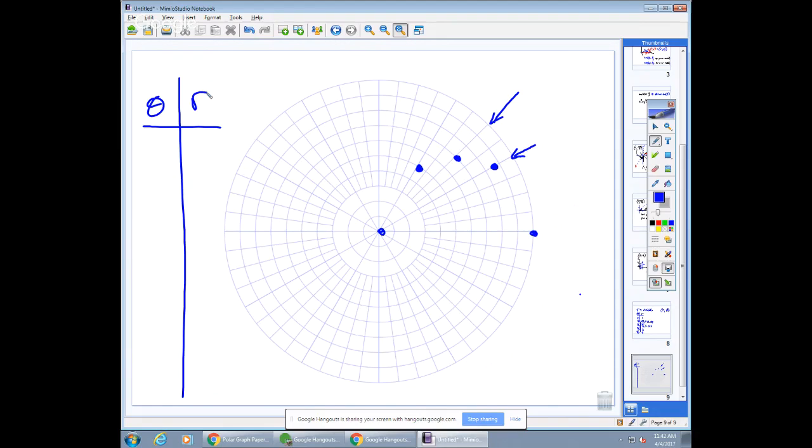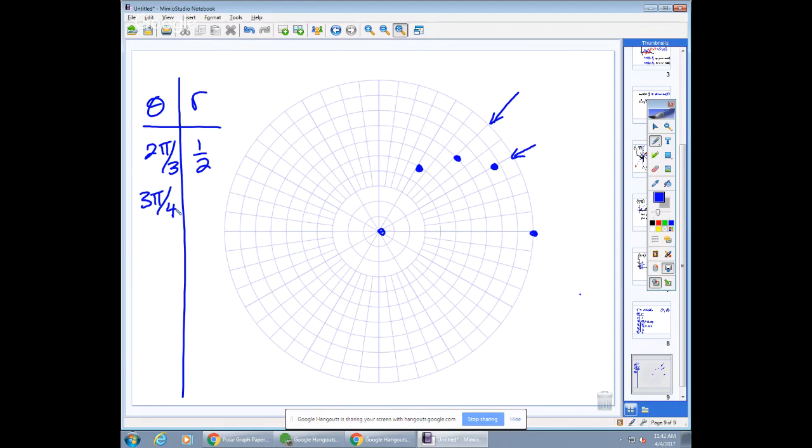2 pi over 3 is next, I think, after pi over 2. And at 2 pi over 3, I believe we get 1/2 again. And then 3 pi over 4 is next.